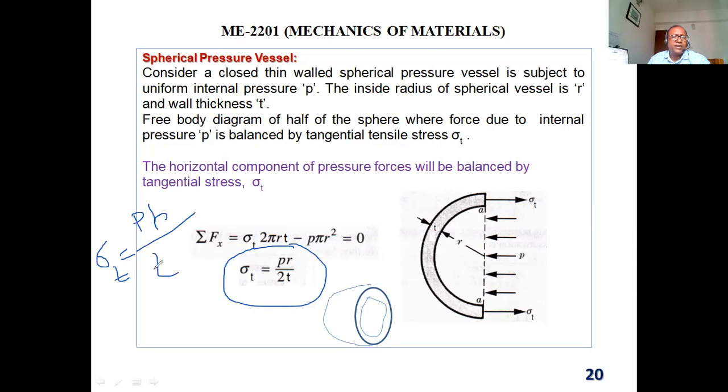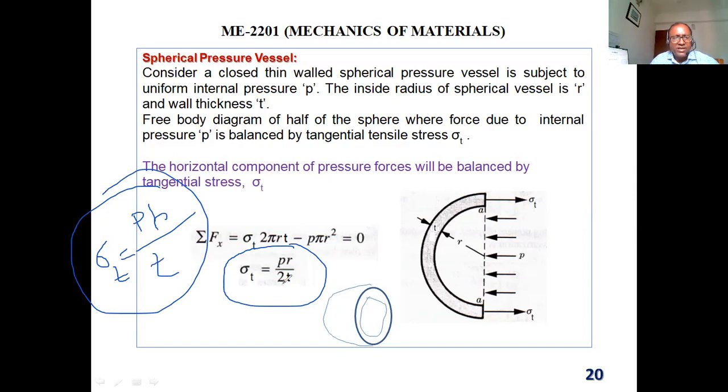So which will carry more pressure? A cylindrical pressure vessel or a spherical one? Who can tell me? Sir, cylindrical. Cylindrical? No. Sir, spherical will carry more pressure.